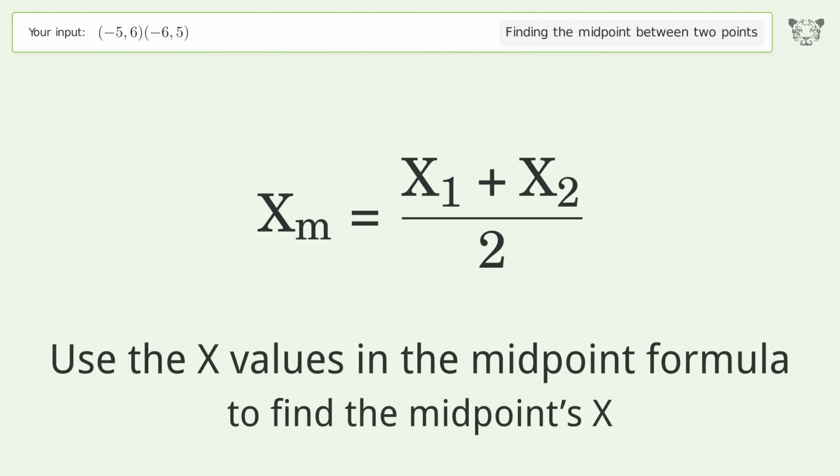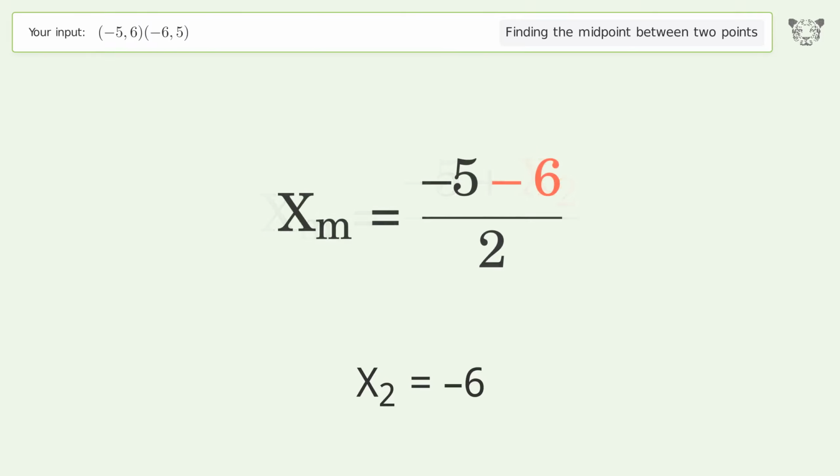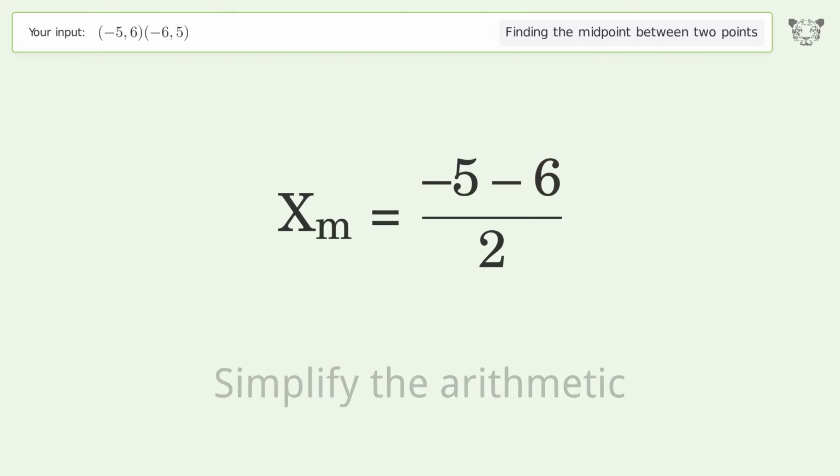Use the x values in the midpoint formula to find the midpoint's x. x1 equals negative 5. x2 equals negative 6. Simplify the arithmetic.